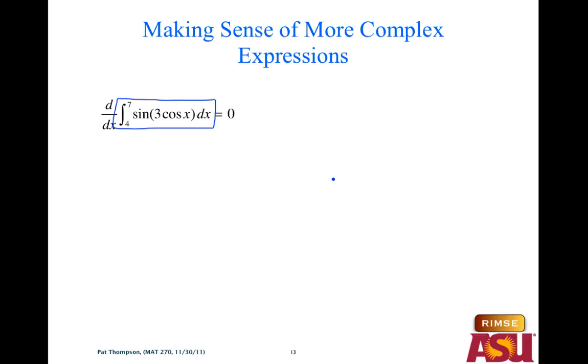Okay, we ready to focus back in? So this is the rate of change. This is an amount of accumulation. So this is a number. It's a constant value. It's not a function. How would it be a function?